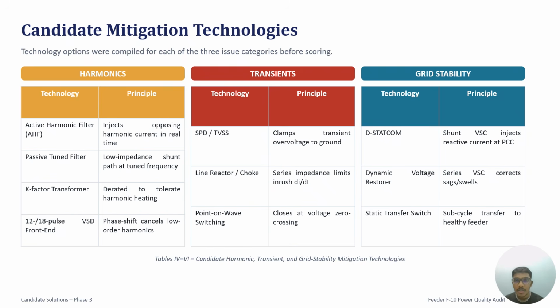For transients, we consider surge protective devices that clamp overvoltage, line reactance that limits di/dt, and point-on-wave switching that closes at voltage zero crossing. For grid stability, we look at D-STATCOMs, dynamic voltage restorers, and static transfer switches, and all of these move forward into formal scoring.